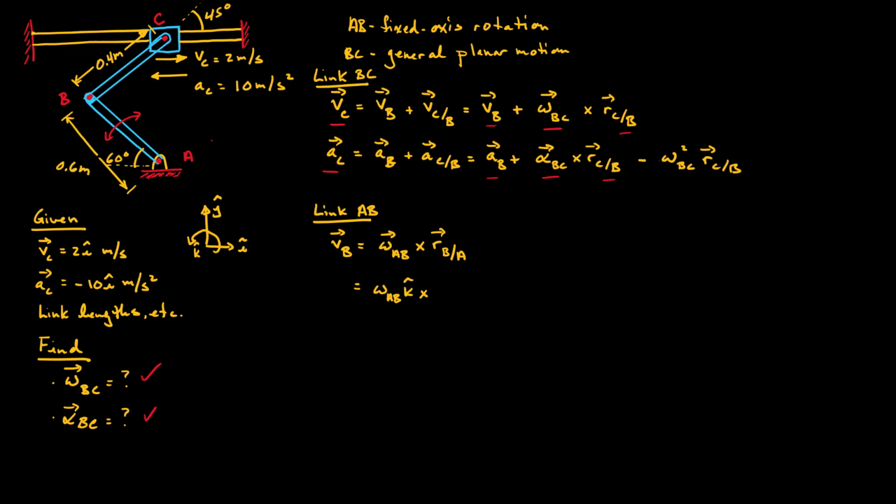Now R of B with respect to A will come from the geometry. We have the link length, which is 0.6 meters, and the angle between the link and the horizontal of 60 degrees. So we can say that it is 0.6 cosine of 60. And note, R of B with respect to A is going from A to B. So to go from A to B, we need to go in the negative i direction. And to go from A to B, we also need to go in the positive j direction, and that is 0.6 sine of 60 in the j direction.